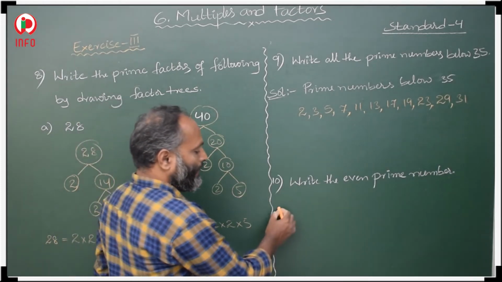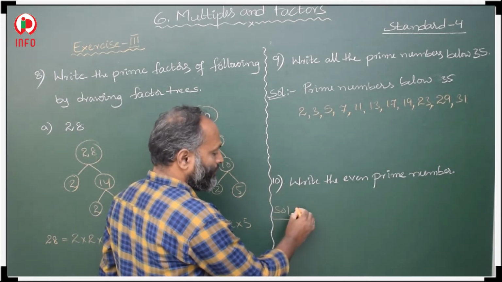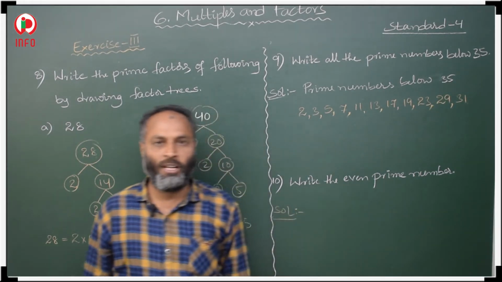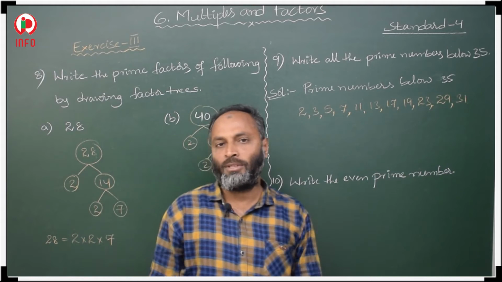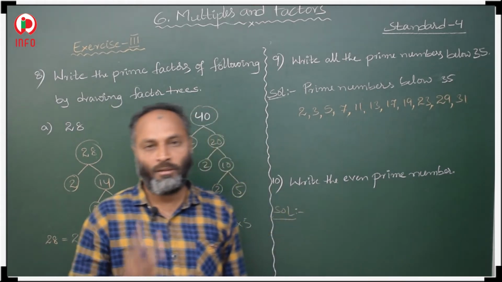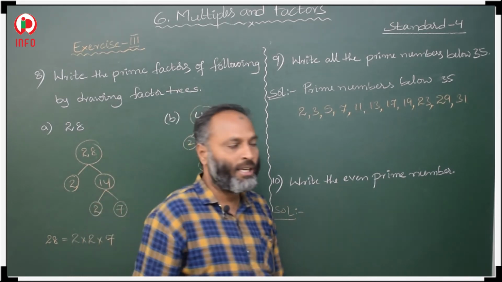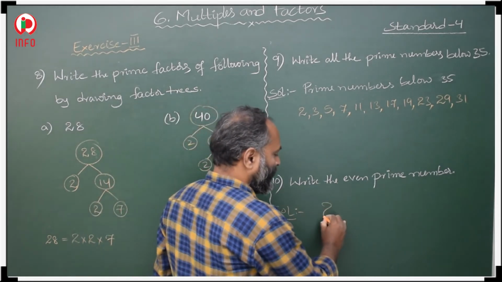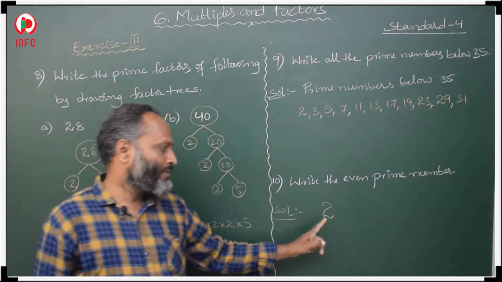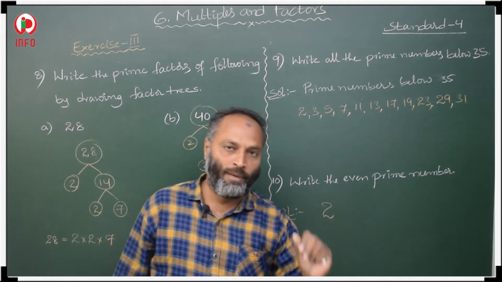Here the next one: write the even prime numbers. What we discussed before is that all even numbers are composite numbers except 2. 2 is an even prime number. So our answer is 2. 2 is an even number as well as a prime number, so that is why it is called the even prime number.